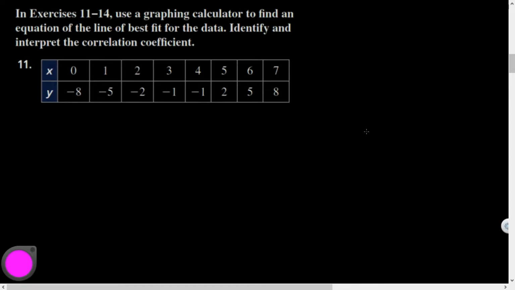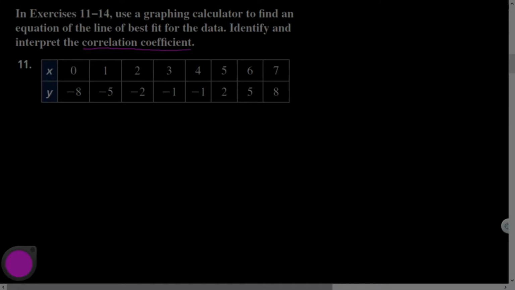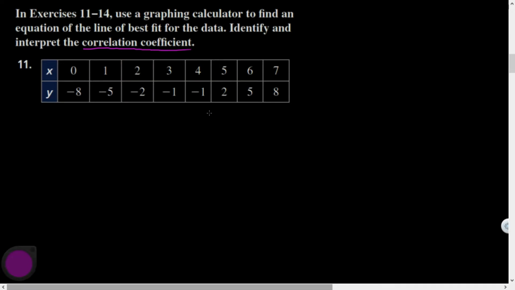All right, this says, using a graphing calculator, we're going to use a spreadsheet, to find the equation of the line of best fit for the data, identify and interpret the correlation coefficient. So correlation coefficient. Just like how I can analyze the residuals, it is a means to get a number and get an idea of how good the function or model is at representing my data. It's kind of like looking at all of the residuals together.